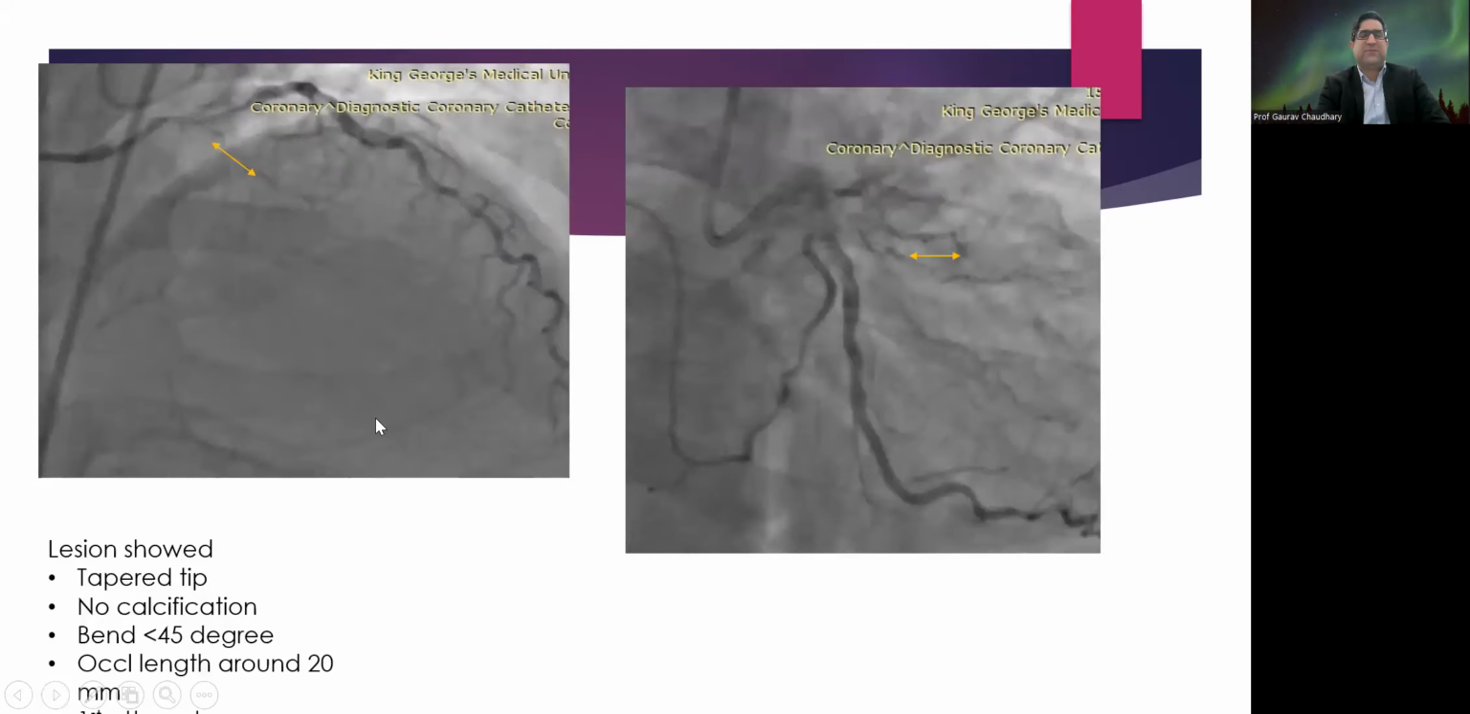So analyzing the CTO segment is most important. We could see there is a taper tip, there is no calcification, no bends. Occlusion length is around 20 millimeter. So we are dealing with a CTO score of around 1.